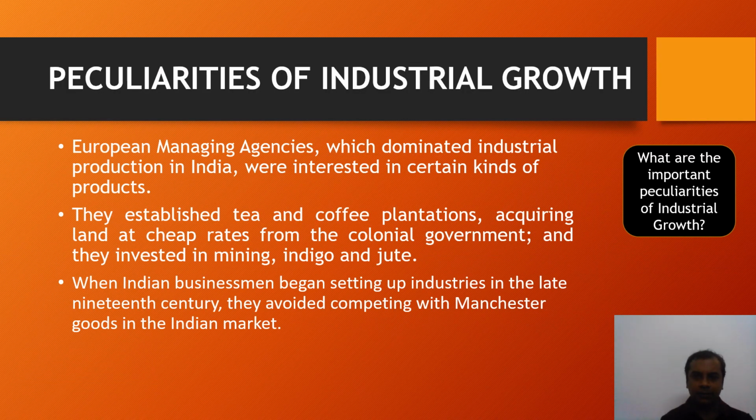What are the important peculiarities of industrial growth? That's the first question of this video. European managing agencies which dominated industrial production in India were interested in certain kinds of products. That is, we are dealing with the case of the 19th century especially.